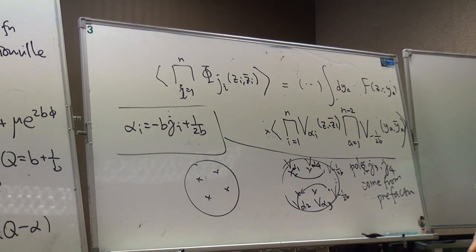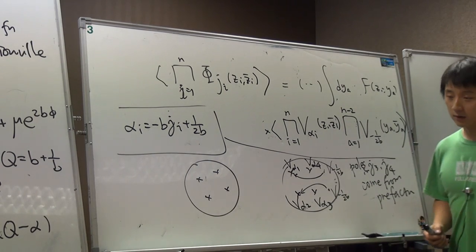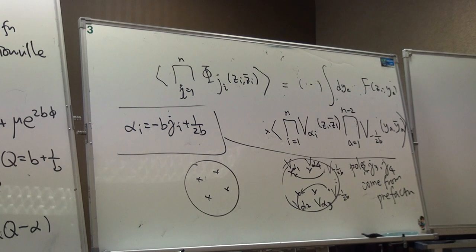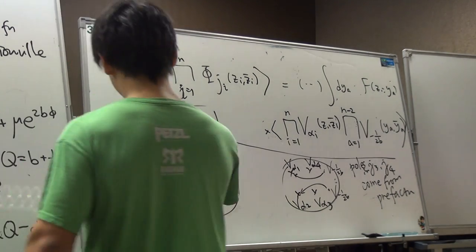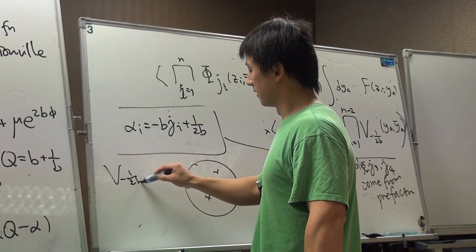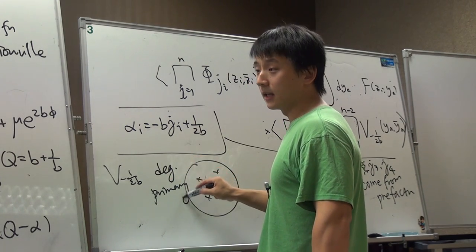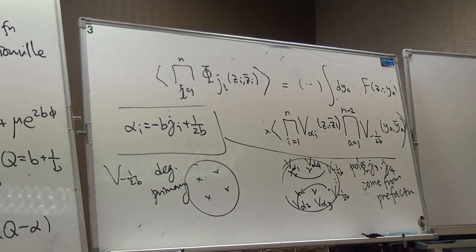Now, if you have studied Liouville theory, you will know that V minus 1 over 2b is an important vertex operator in Liouville theory. For real positive b, this V minus 1 over 2b has negative conformal weight. It's a degenerate primary, with a null state at level 2 among its descendants.